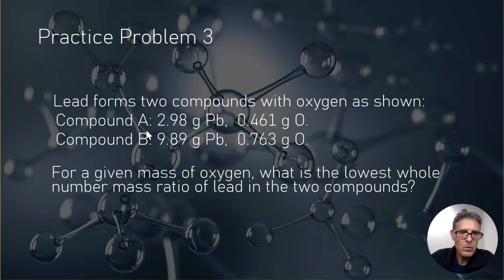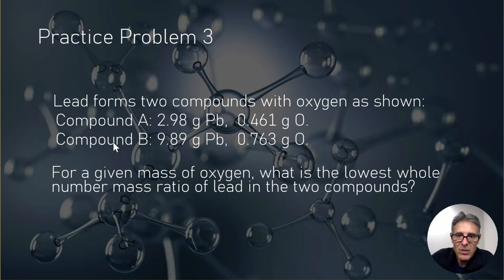All right, so now I have 2 different compounds, compound A and compound B. Both of them have lead in them, and both of them have oxygen in them. That's essential. If you're going to do these kinds of problems, you have to have 2 compounds with only the same elements in them, just in different combinations. Compound A has 2.98 grams of lead and 0.461 grams of oxygen. Compound B has 9.98 grams of lead and 0.763 grams of oxygen. For a given mass of oxygen, we're going to try to get oxygen to be the same, and we'll follow the same exact strategy.